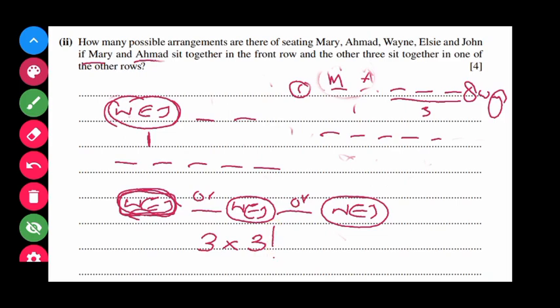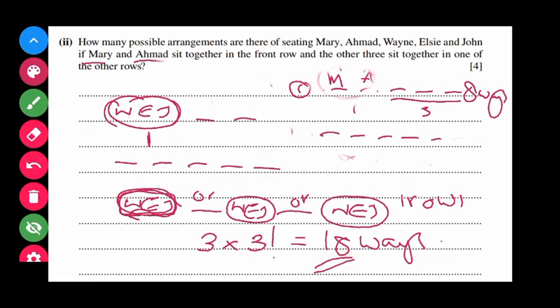3 factorial ways, which is 18 ways. Wayne, Elsie and John can arrange themselves to sit together in one row. This is for one row. Like this, how many rows are there? The same arrangements are possible for other rows also, no?